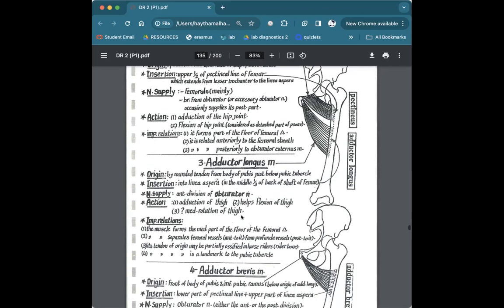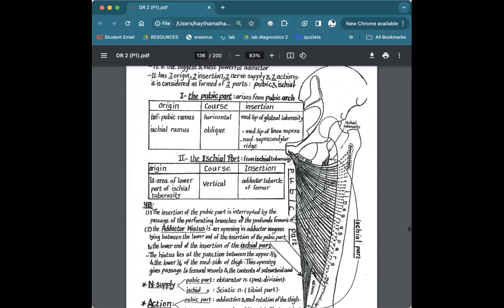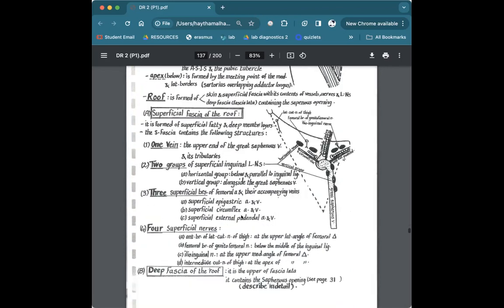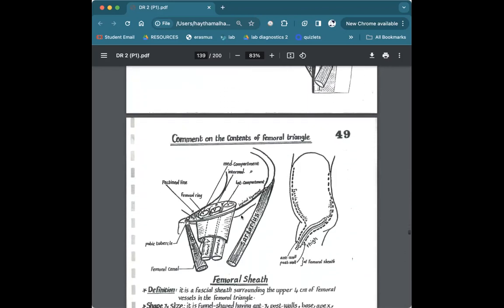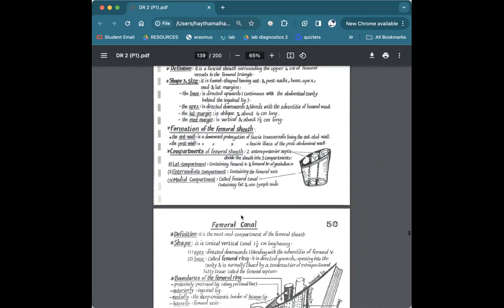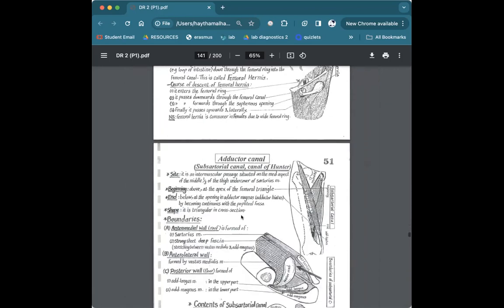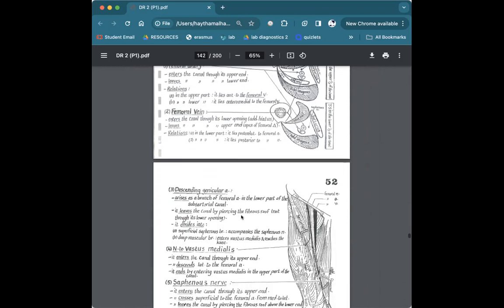But we discussed the femoral triangle. I think that's a point that we should discuss later. But we discussed, where did it go? There's a lot of things here.